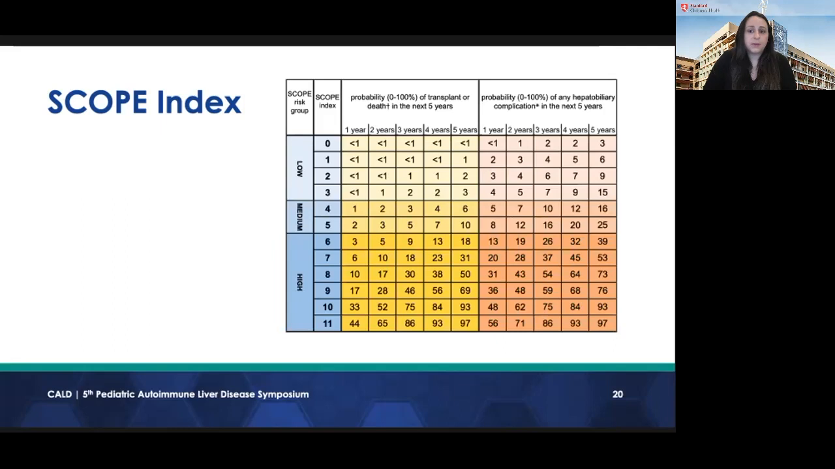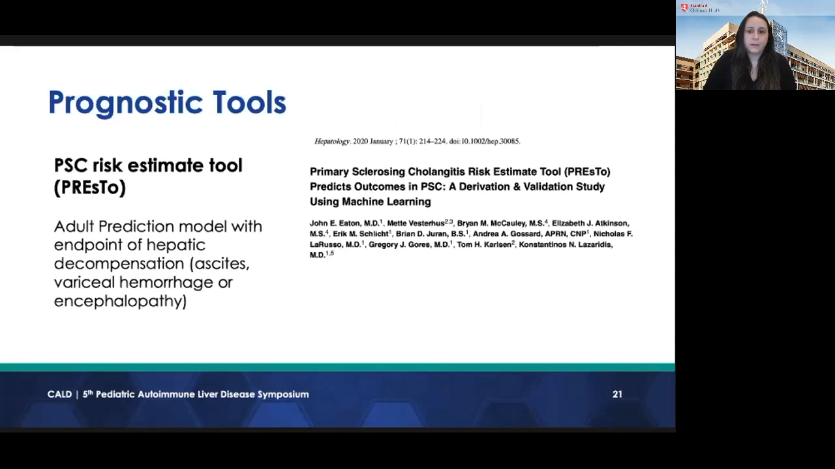So what does the SCOPE index mean for future complications? This table shows probability based on risk group for the development of hepatobiliary complications or transplant or death in 5 years from diagnosis, with really the highest risk group having these complications even within the first year. Overall, the SCOPE index is a valuable tool and is becoming more and more used in clinical care. This is another prognostic tool that was out this year.